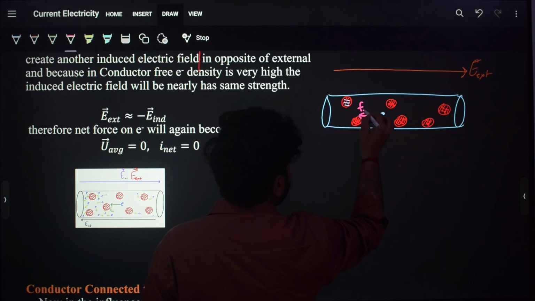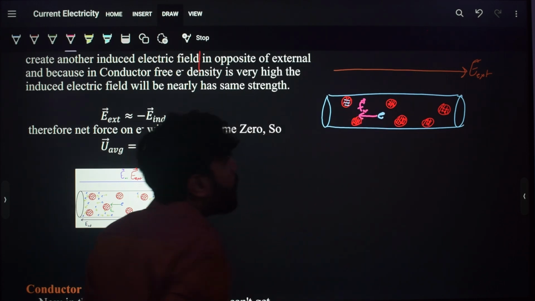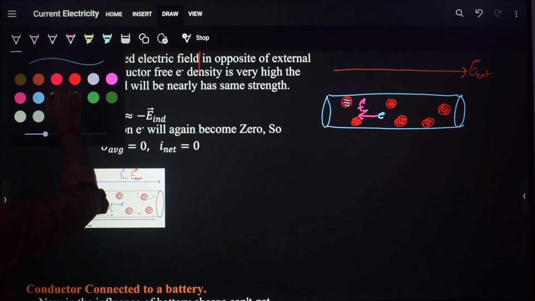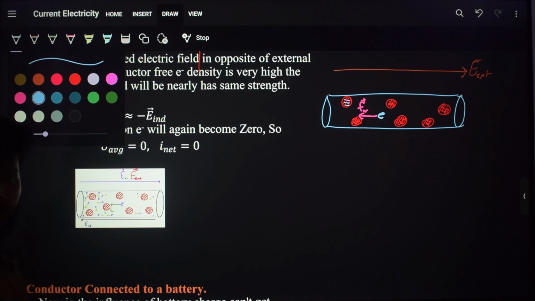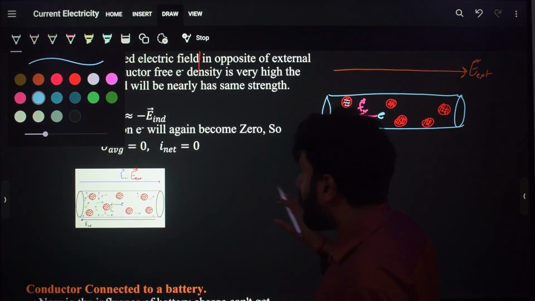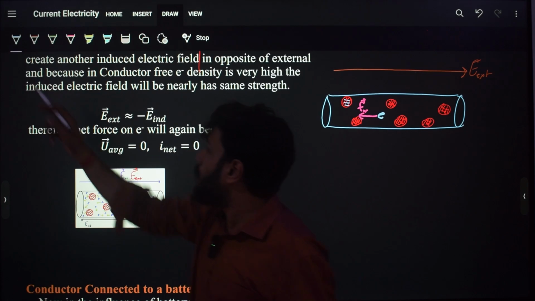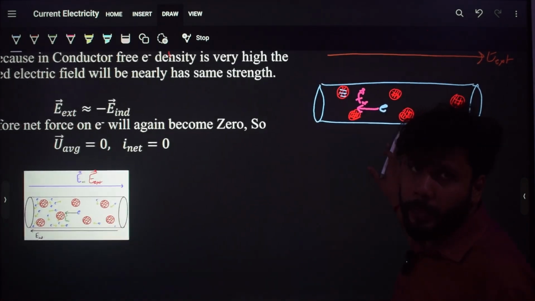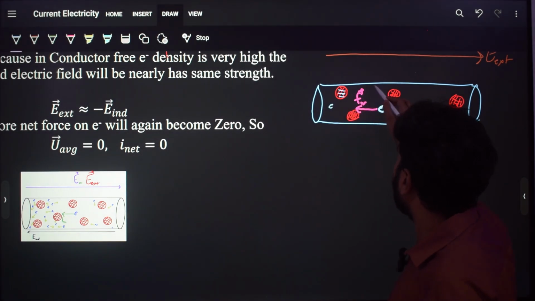They will experience some force, right? But because the free electron density of the matter is so high, what will happen? You can see in the picture also. Because of this electric field, each electron is going to experience force in the left direction, so electrons will get accumulated at one end of the conductor.